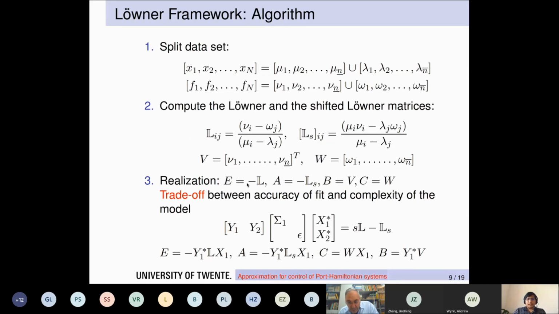In reality, we don't know the complexity of the system a priori. So what we do is take a lot of data and then project this data into a subspace by singular value decomposition. And then we get this realization. And there is an epsilon here, which should be 0, but due to numerical issues we always have some value here. So there is always a trade-off between the accuracy of the fit and the complexity of the model.